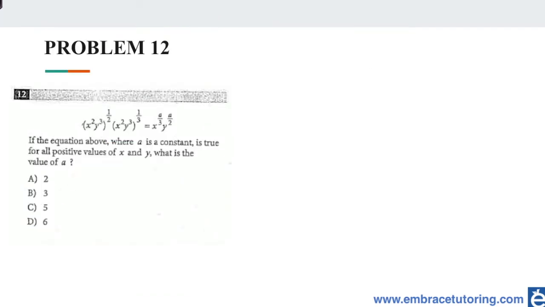Problem number 12 states, if the equation above where A is a constant is true for all positive values of x and y, what is the value of A? Now, I want to quickly notice that A here is represented in the exponent form, so here I'm going to have to really follow exponent rules.